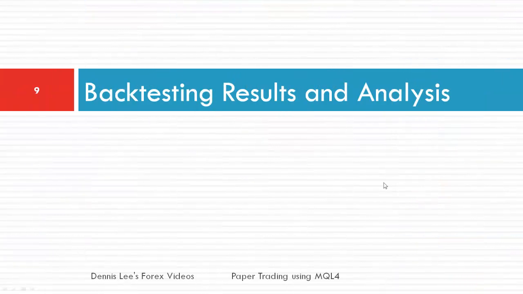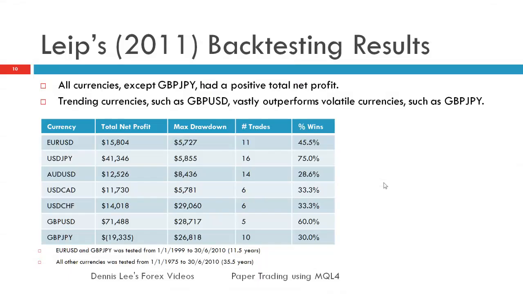In this section, we look at the backtesting results performed on 7 major currency pairs. We will look at both LIP's results as well as my results. LIP's period of testing is from 1st of January 1975 to 30th of June 2010. In his results, all currencies except the pound yen had a positive total net profit. Also, trending currencies such as pound USD vastly outperform volatile currencies.